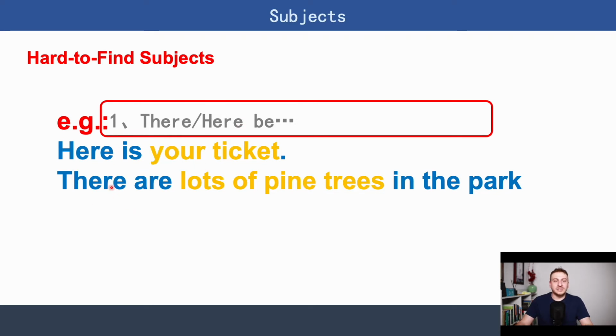Another example with there. There are lots of pine trees in the park. So there are lots of pine trees. Pine trees is the subject of this sentence. And this is because we begin the sentence with there is, there are, right? So there plus the verb be.